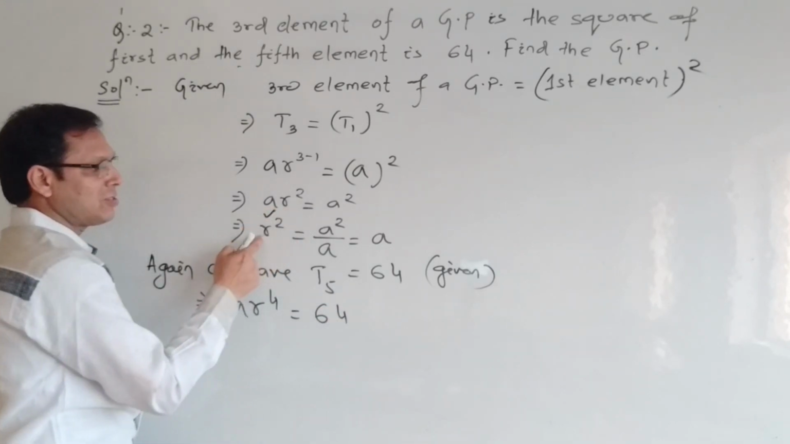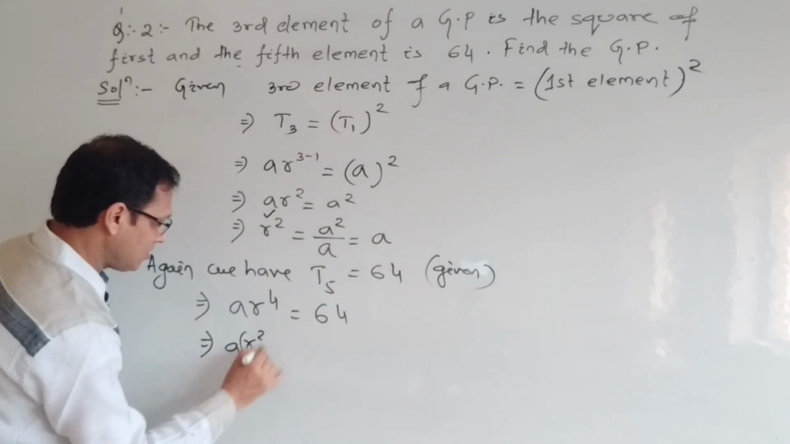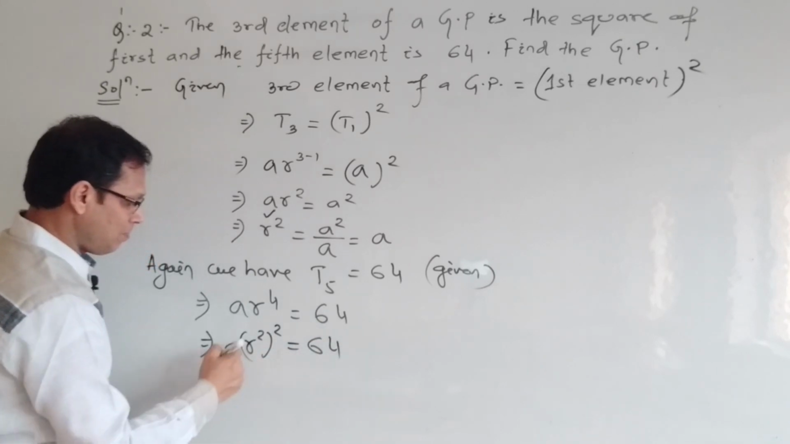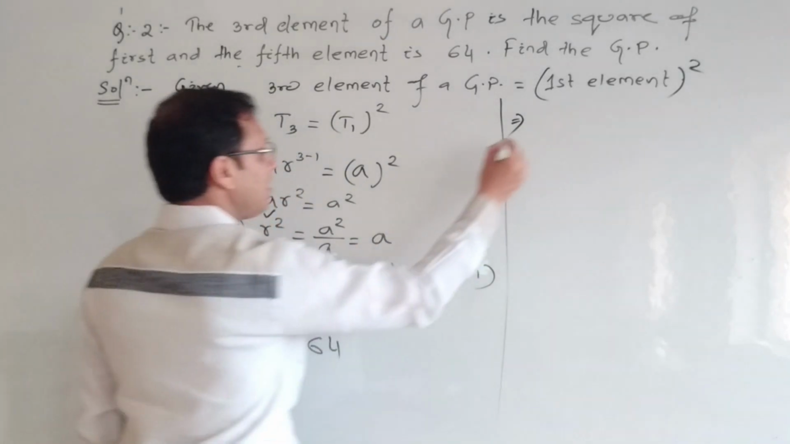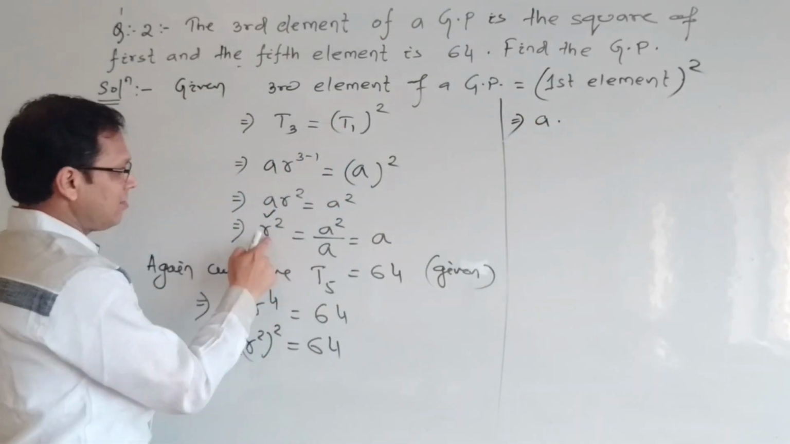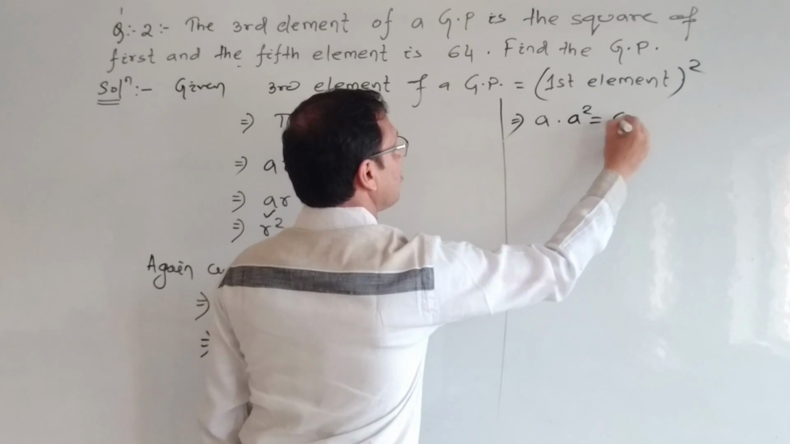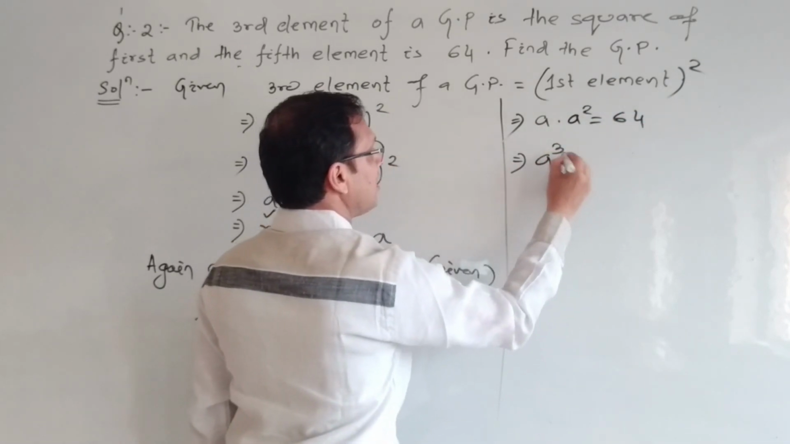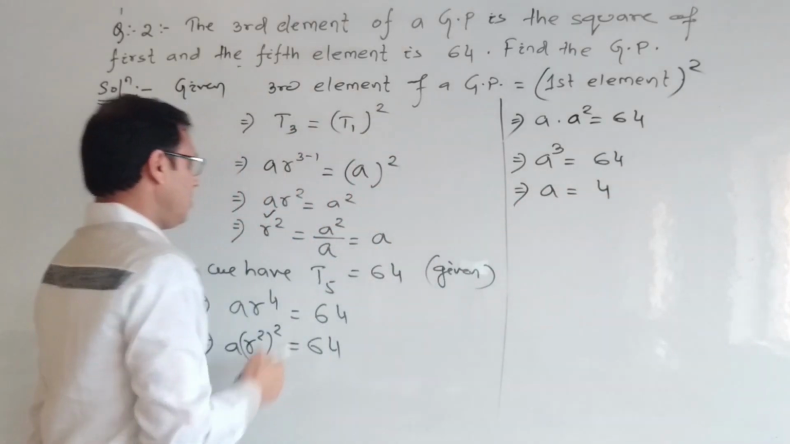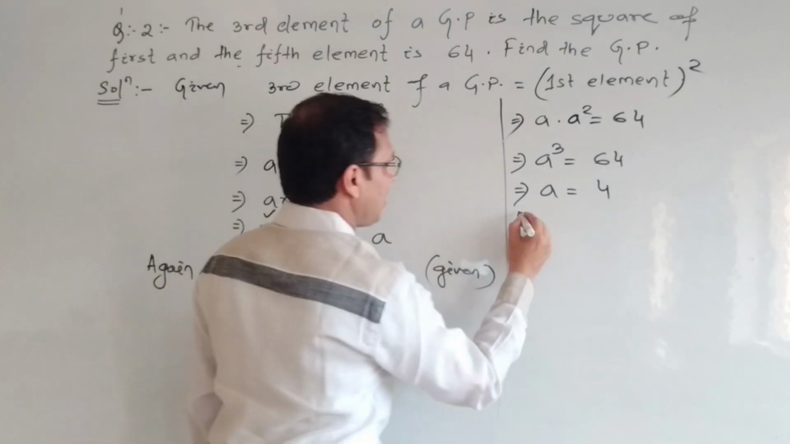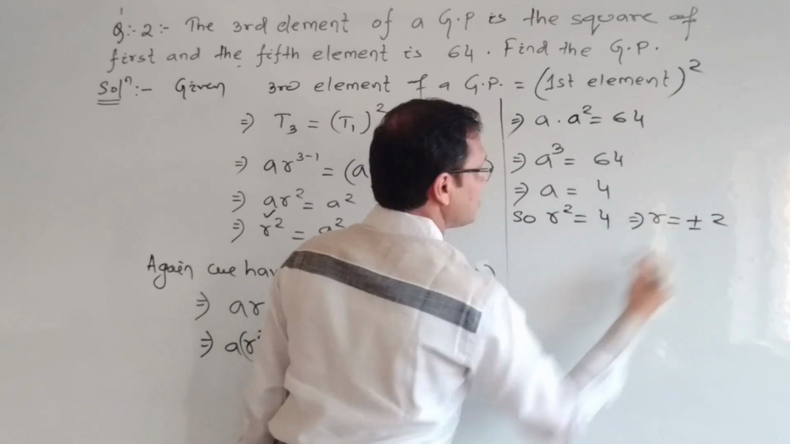Here we have found r square is equal to A. That means A r square square is equal to 64, and replacing r square by A, A square into A is equal to 64. That is nothing but A cube is equal to 64. So A is equal to 4. Now A is equal to 4 means r square is equal to 4. That implies r is equal to plus minus 2.